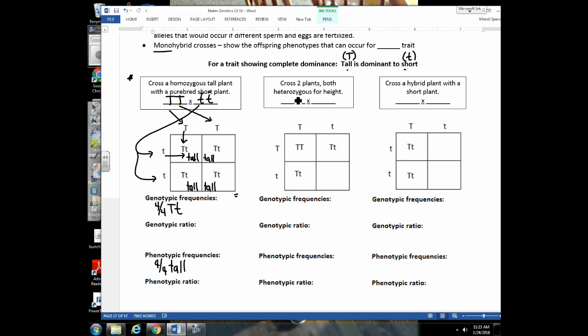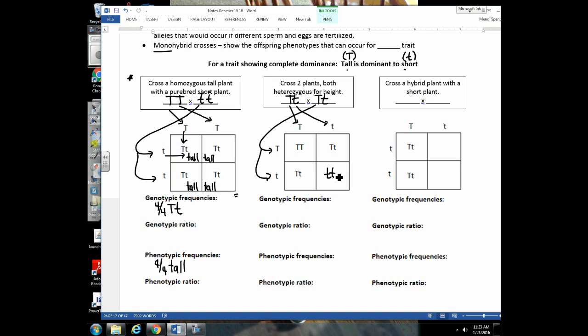Moving on to the next example, cross two plants, both heterozygous for height. So you would know that one parent is big T, little t, the other parent is big T, little t. Both are heterozygous. And I have it set up for you already, so this parent can pass on the big T or a little t, and this parent can pass on the big T or a little t. Bring them down, take them across, so we know that this box would end up being little t, little t.